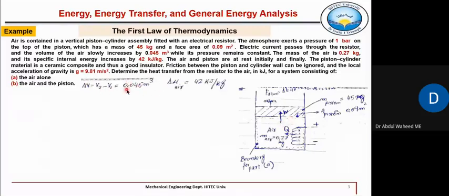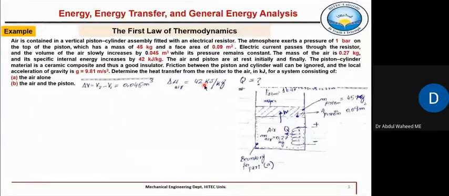That is 0.045 meter cubes. Change in internal energy, which is increased 42 kilojoules per kilogram because of this heat transfer. Because of this heat transfer, internal energy will increase. And at the same time, air is doing work, so internal energy will drop. But it means Q is more than W. That's why there is a net rise in internal energy. That is 42 kilojoules per kilogram.